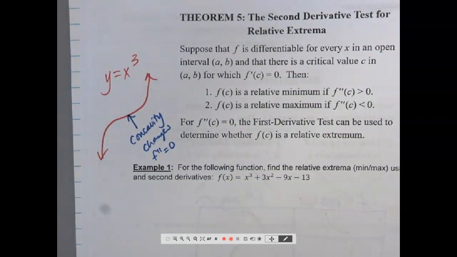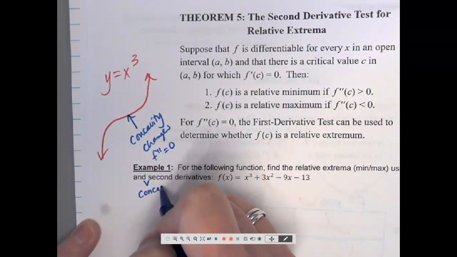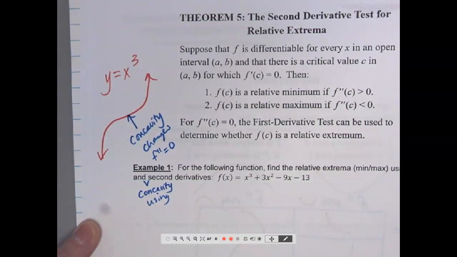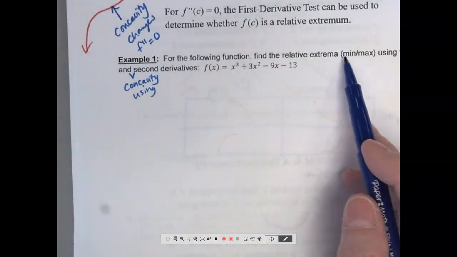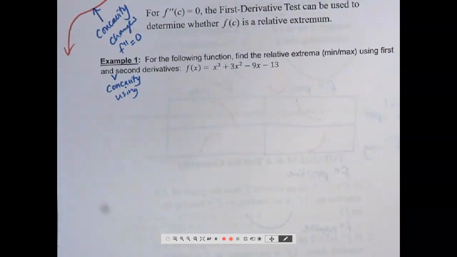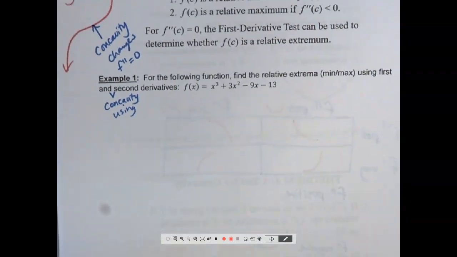For the following function, find the relative extrema, that means min and max, using first and second, and I meant to include this, and concavity. Add this for me, guys. Go back in and type that. So we're going to find min and max with the first derivative, and then we're going to find concavity with our second derivative. So do you remember the sign charts that I was showing you how to make? We're going to make a sign chart for the first and a sign chart for the second derivative. Okay, so here we go.